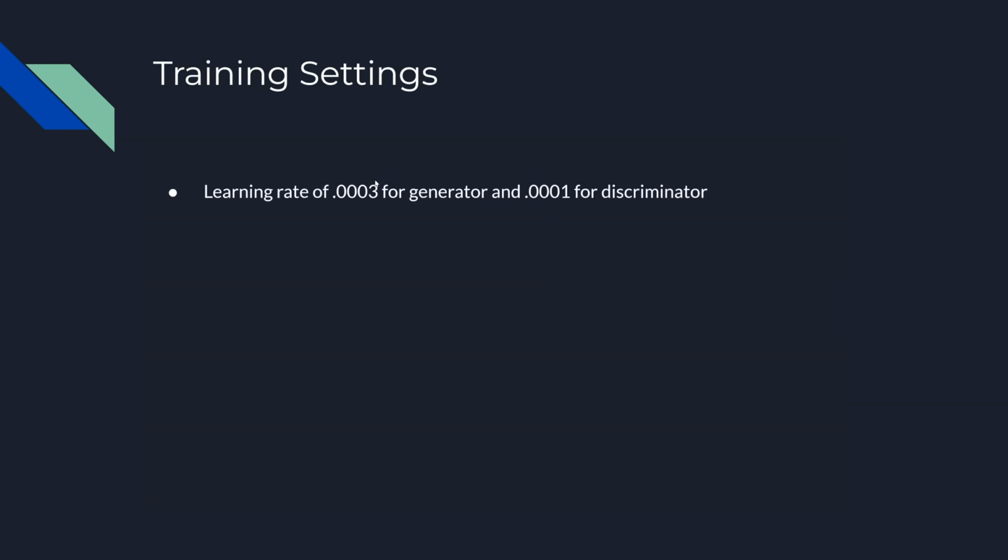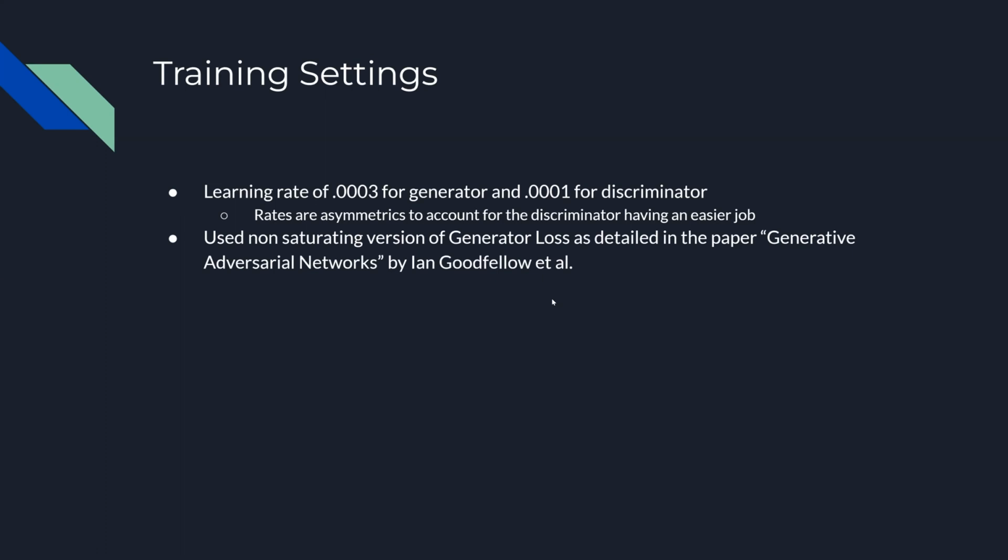So in terms of the actual settings for my training of the generator and discriminator, I used a learning rate of 0.0003 for the generator and 0.0001 for the discriminator. These are asymmetric because I found while training that the discriminator was a lot better at its job than the generator was. And I think that's just because classification is an easier task than generating.